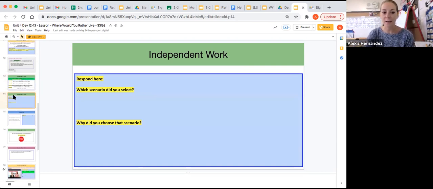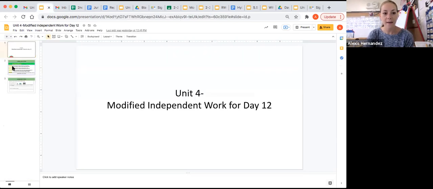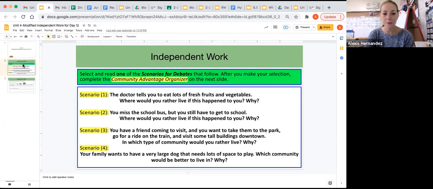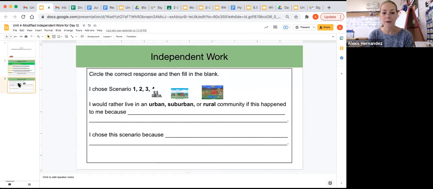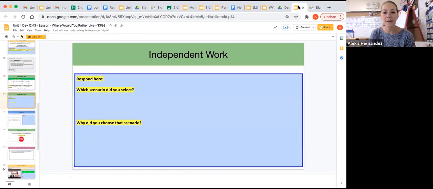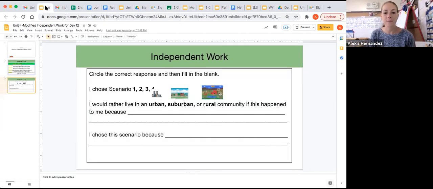And what I've done is, rather than just have this open-ended template, I've taken the same 4 scenarios, and I've given the students a little bit more structure in answering it. So rather than this open-ended template where it's just sort of a larger fill in the blank, I've made some sentence starters and used some visual supports to help guide students in completing this. So they have to circle the correct response.